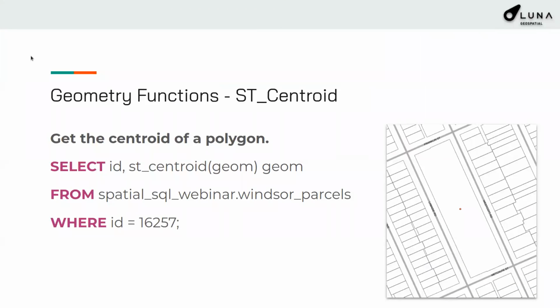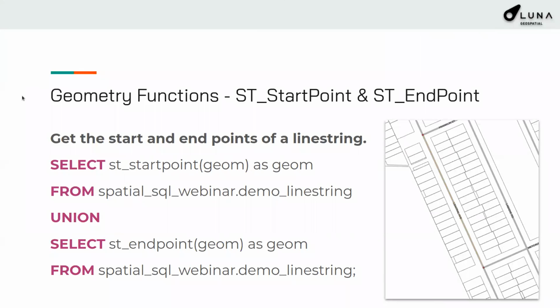So we've done centroid, we've used STX, STY, and so on. What's next? All right, so we're going to talk about start points and end points. So we're going to get the start and end points of a line string. So this just gives you an idea. There's 2 functions that you can use called start point and end point. So start point is going to give you the coordinates for the start point of that line string.